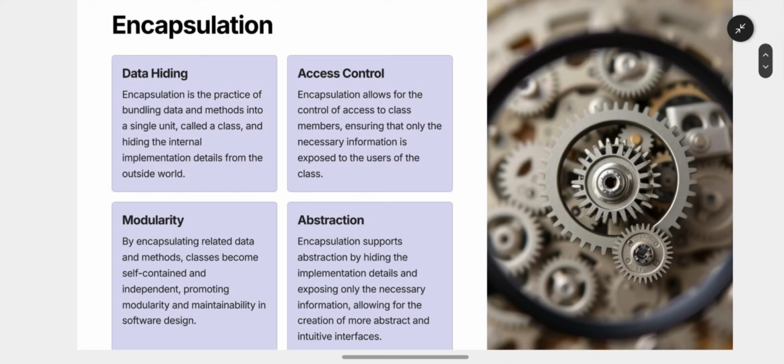Then there is the second type of encapsulation, that is access control. Encapsulation allows for the control of access to class members, ensuring that only the necessary information is exposed to the users of the class. Then, modularity in encapsulation: by encapsulating related data and methods, classes become self-contained and independent, promoting modularity and maintainability in software design.